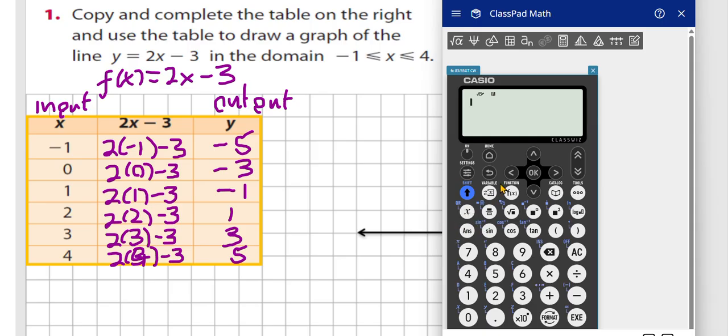Now, here's what we're going to do now. We're going to go to home. We're going to go to table. Home, table. And you see your f of x function is there, don't you? Now, what was the first input we wanted? Press minus 1. And it gives you the answer, doesn't it? Minus 1 is minus 5. Then if you press 0 for the next one, it'll give you the answer for 0.